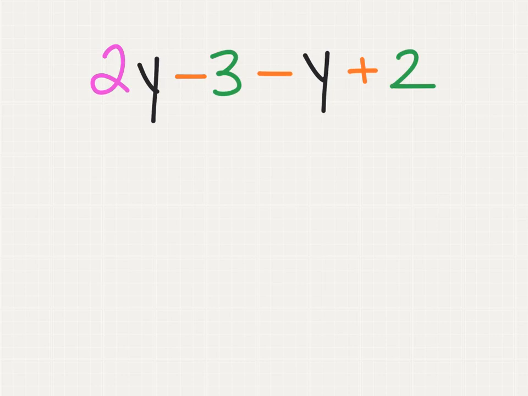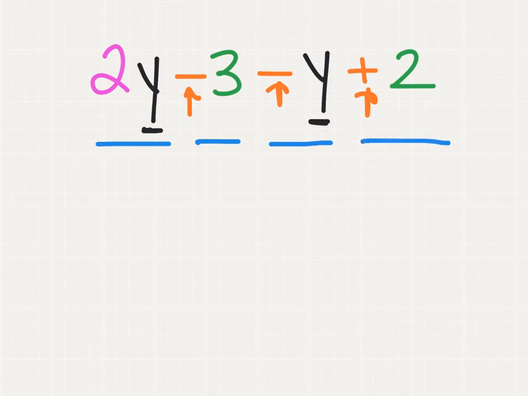Let's try another example. In this case, 2y minus 3 minus y plus 2 is an algebraic expression. We know so long as we have a variable, and we do, we have y, and an operator, and we do, we have subtraction, we also have addition. If we have a variable and an operator, we have an algebraic expression. Now, in this particular case, we also have terms. We have terms 2y, negative 3, negative y, and positive 2 are all terms.